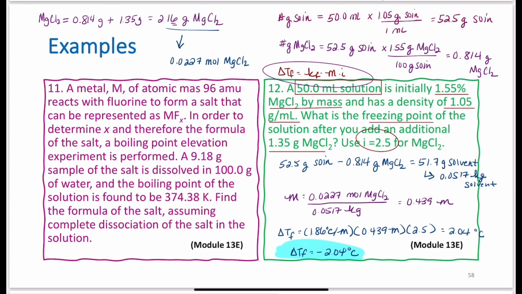Remember when you solve that delta TF equation, that is just giving you the change in temperature. It's not giving you its freezing point. Water freezes at 0 degrees C, so I need to subtract this value from 0, and that's how I get my final answer.